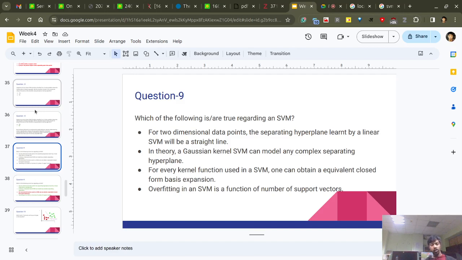Next one: for every kernel function used in SVM, one can obtain an equivalent cost from a basis expansion. So is it correct?